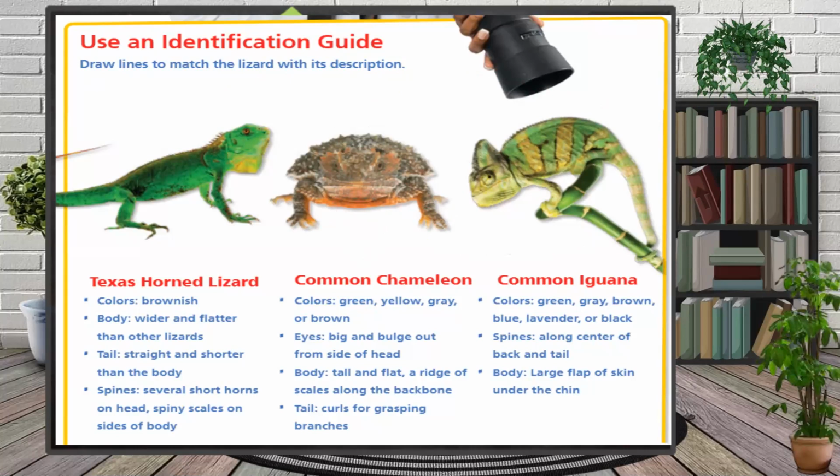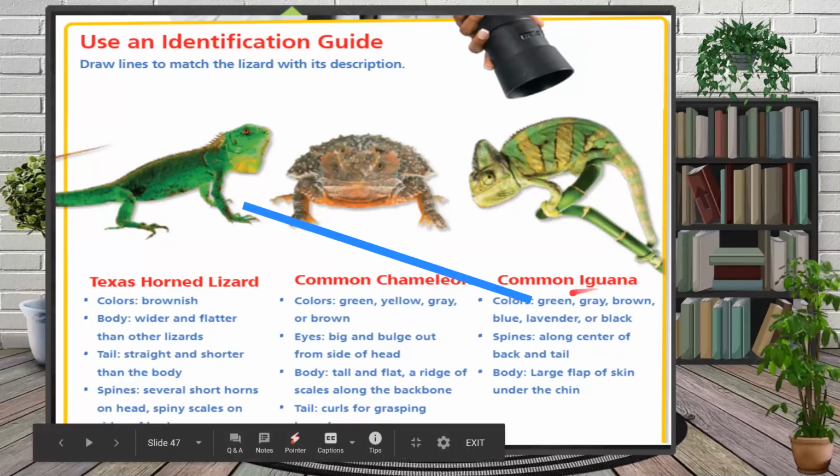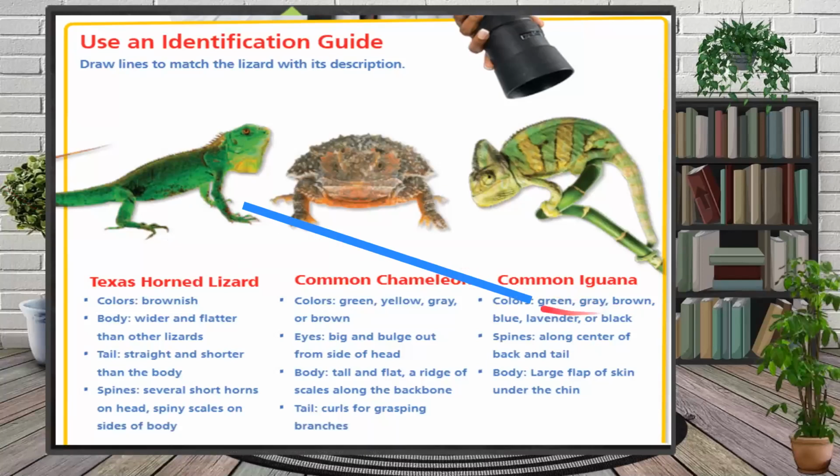Start with Texas horned lizard. Oh, you started with the opposite. So, common iguana. A common iguana, what is the color? Okay, this is Leah's answer. I want you to read, my dear.